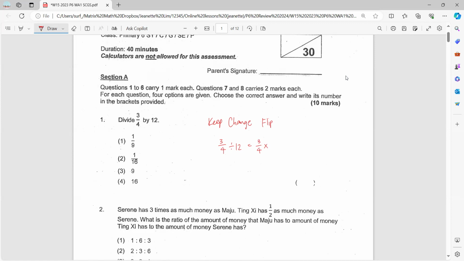Now 12 is the same as 12 over 1. Okay, 12 wholes is the same as 12 over 1. So when we flip, it will become 1 over 12. So now that it's multiplied, you can simplify further. 3 and 12 both can be divided by 3. So 1 times 1 over 16. So answer is 2.